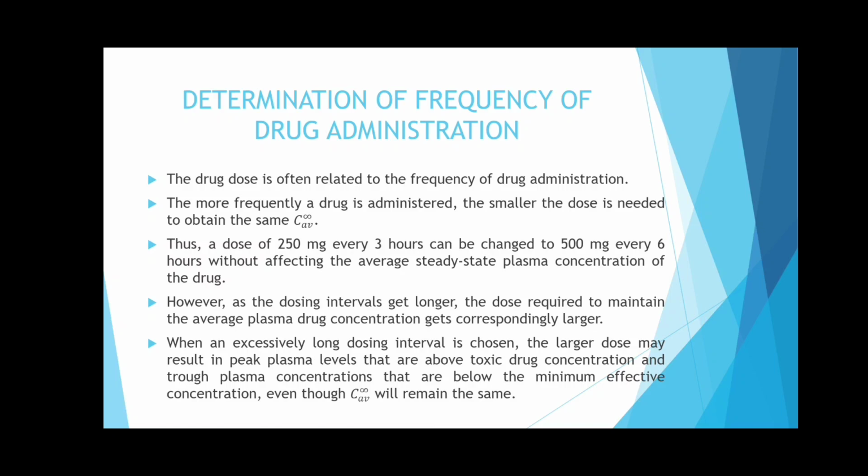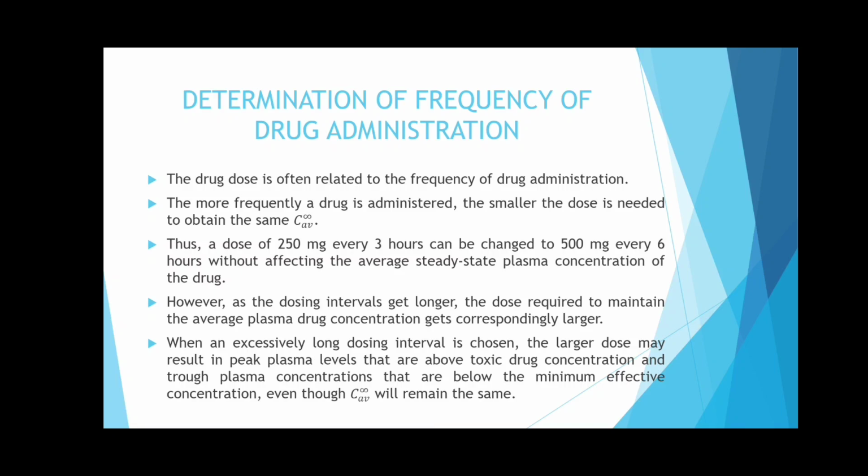drug. However, as the dosing intervals get longer, the dose required to maintain the average plasma drug concentration gets correspondingly larger. When an excessively long dosing interval is chosen, the larger dose may result in peak plasma levels that are above the toxic drug concentration and trough plasma concentrations that are below the minimal effective concentration, even though the average steady state concentration will remain the same. So this statement says the same thing I showed at the beginning of this video with the help of the graph.